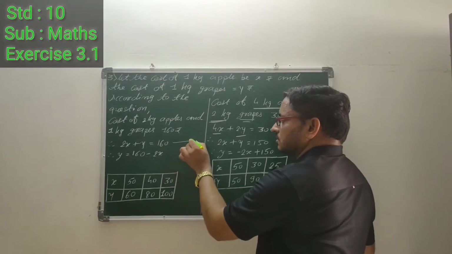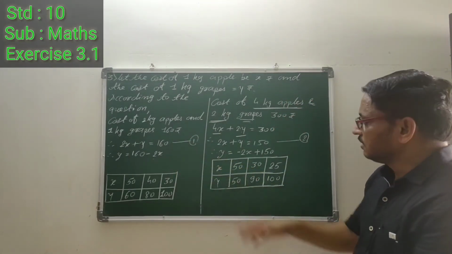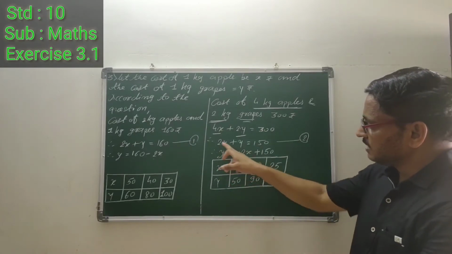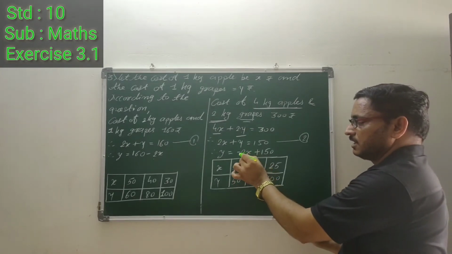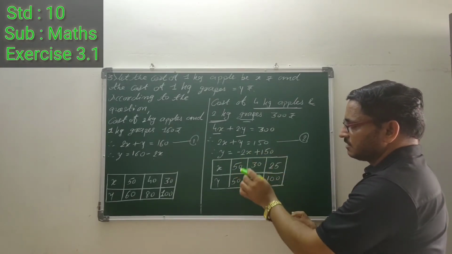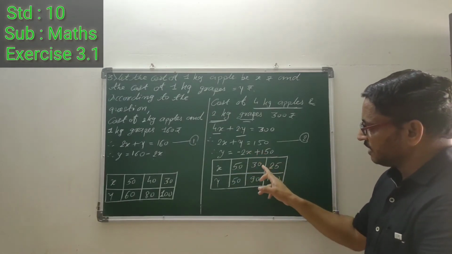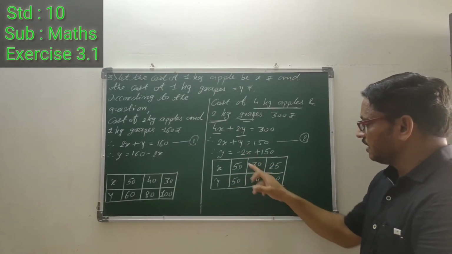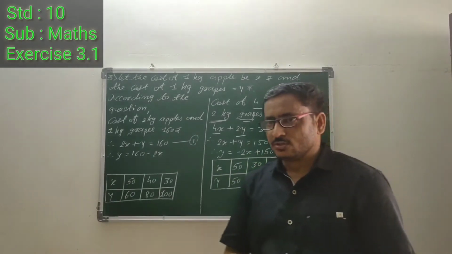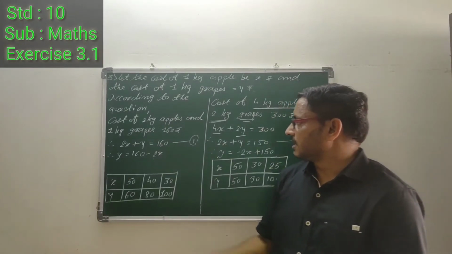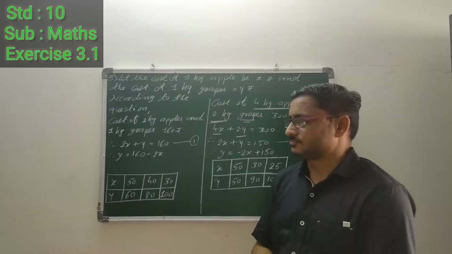And here is the first equation. Now make the second one in y form: y equals minus 2x plus 150. Now if we put the value of x equals 50, then 50 times 2 is 100, so 150 minus 100 becomes y equals 50. Afterward, if we take x as 30, the answer is 90. And if we put x equals 25, then y equals 100. So for both equations we make the solution tables, and now it is represented on the graph.